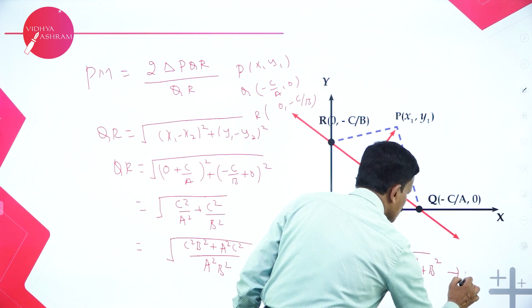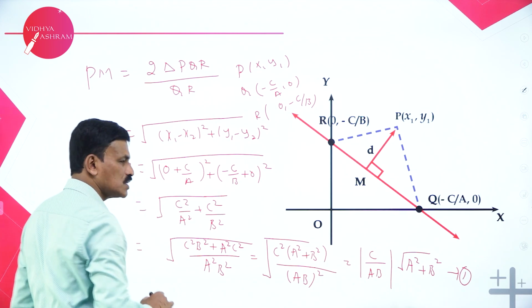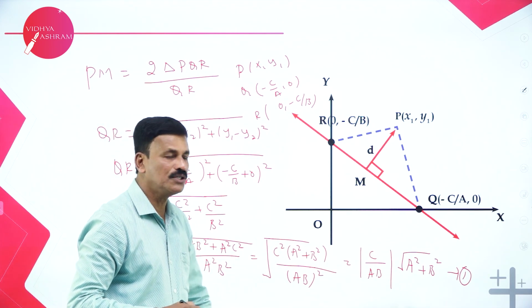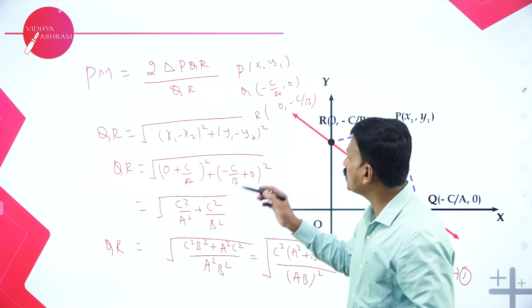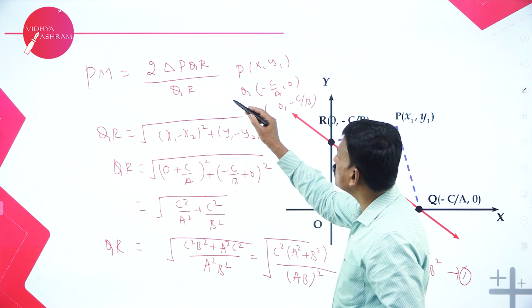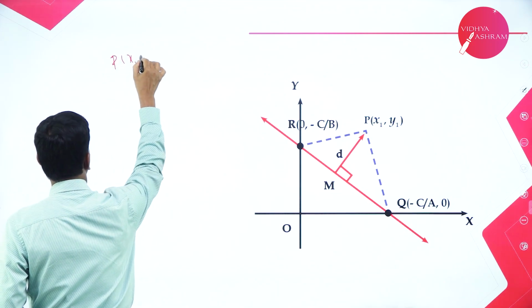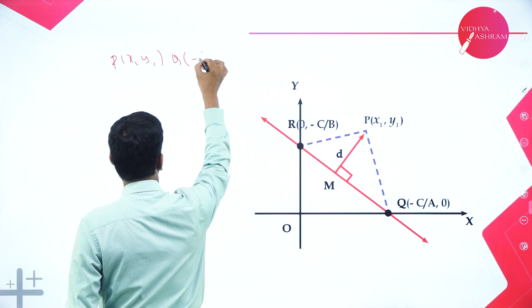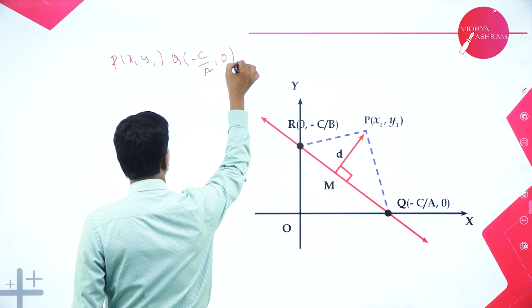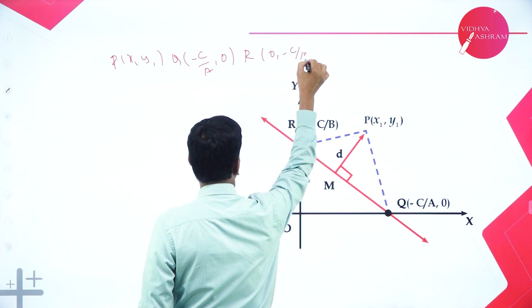Let us represent this as equation number 1. So, what is the value of QR? The distance QR is equal to c by ab into root of a square plus b square. Now, just find out the area of triangle PQR. Now, P is (x1, y1). What is Q? Minus c by a, 0. And R is 0, minus c by b.